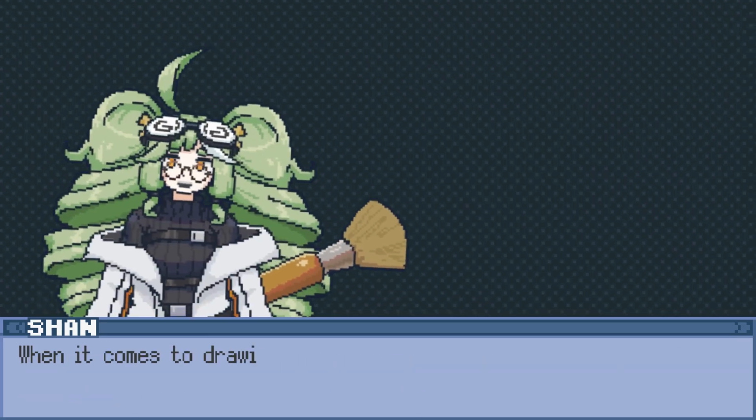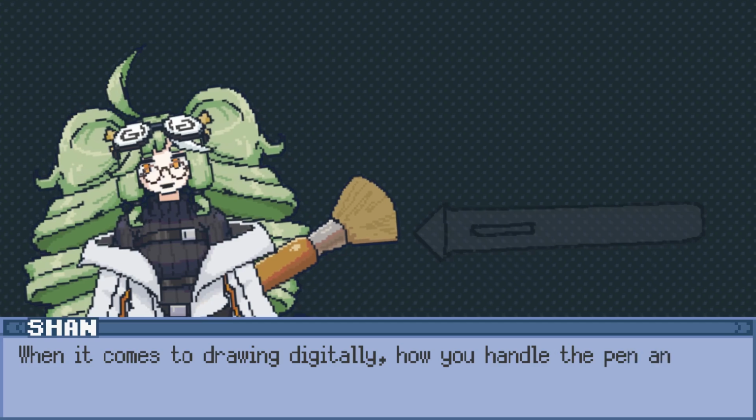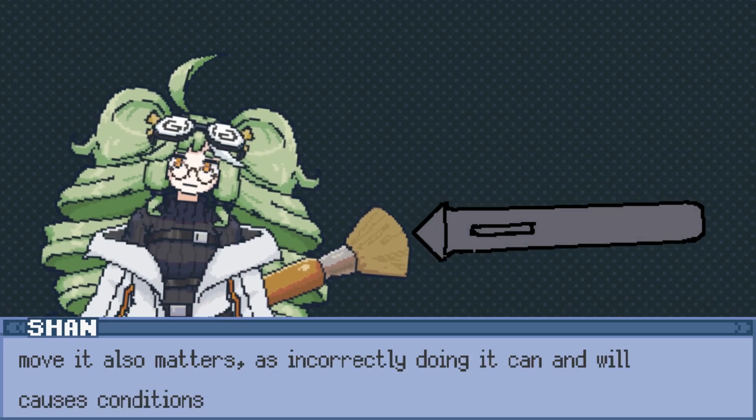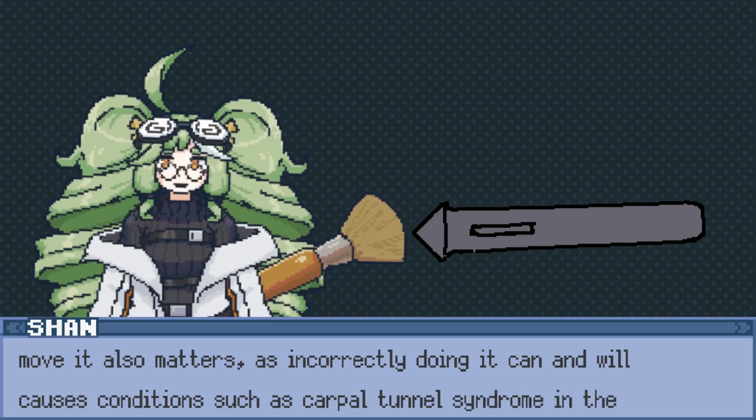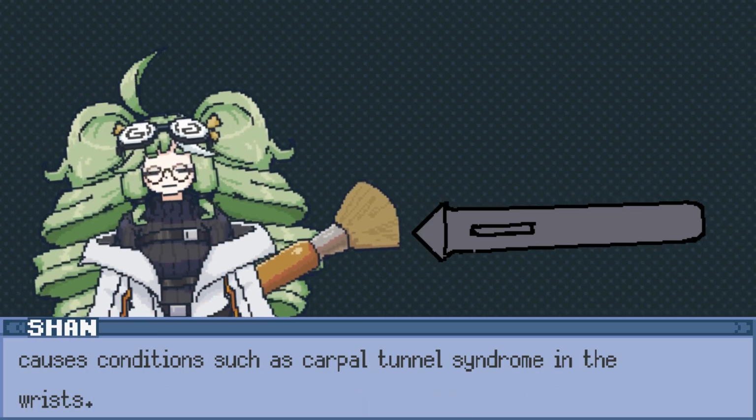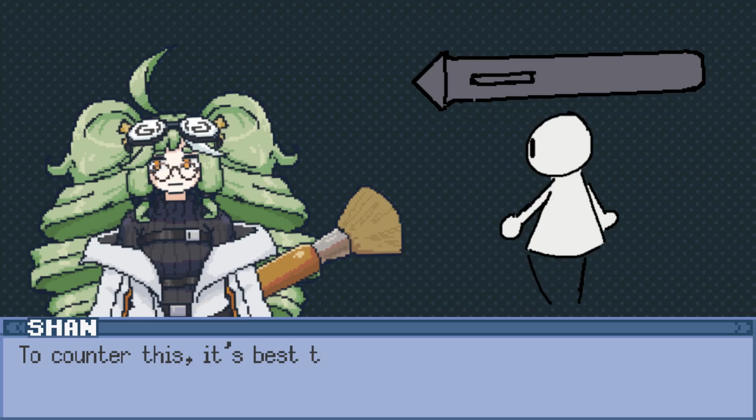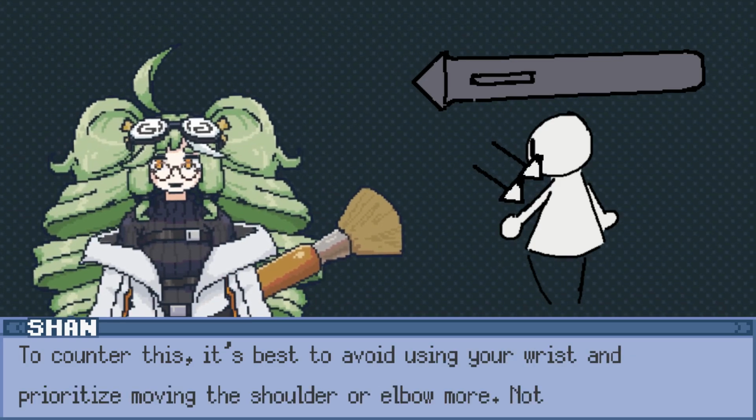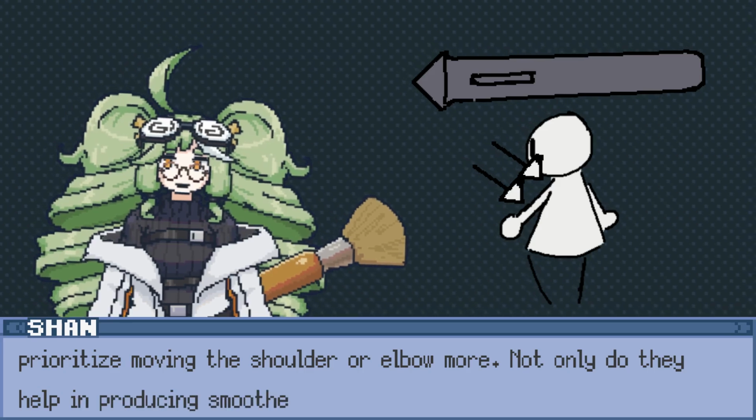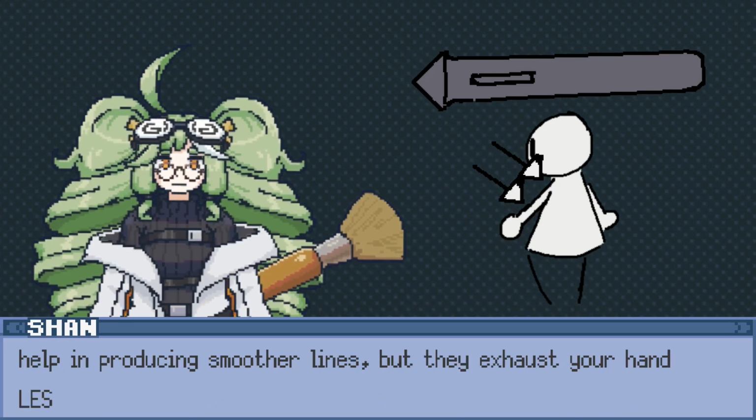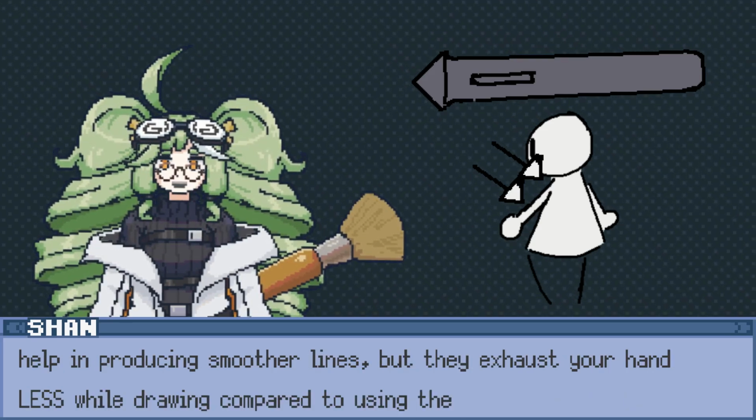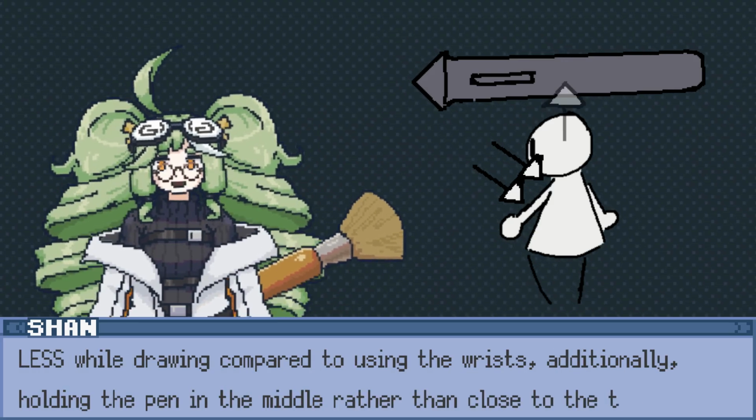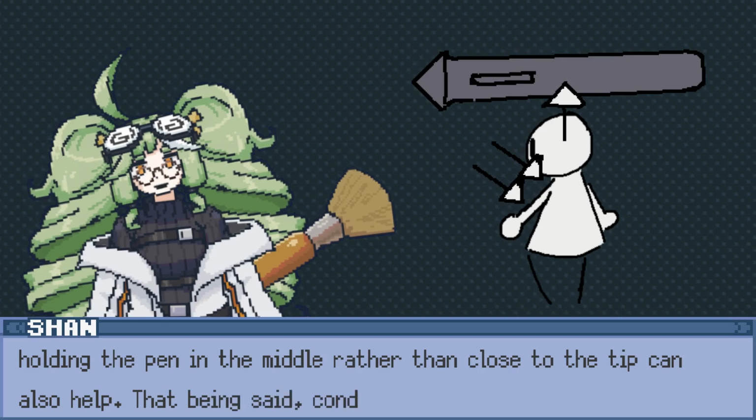When it comes to drawing digitally, how you handle the pen and move it also matters, as incorrectly doing it can and will cause conditions such as carpal tunnel syndrome in the wrists. To counter this, it's best to avoid using your wrist and prioritize moving the shoulder or elbow more. Not only do they help in producing smoother lines, but they exhaust your hand less while drawing compared to using the wrists. Additionally, holding the pen in the middle rather than close to the tip can also help.